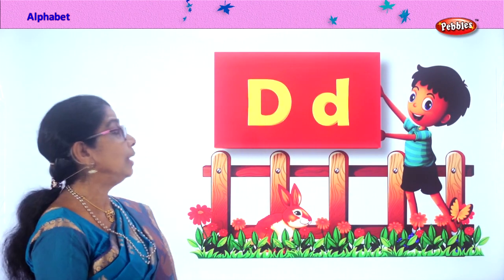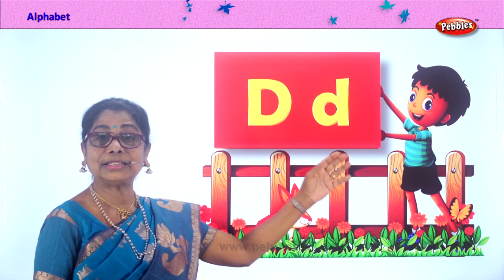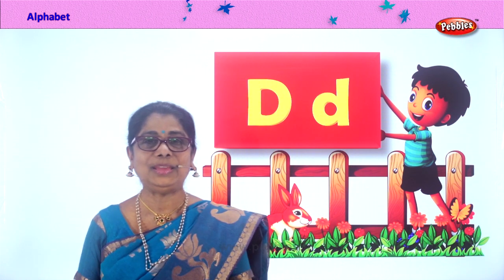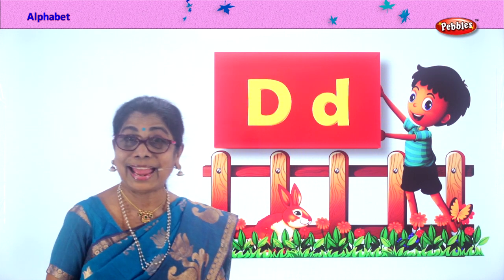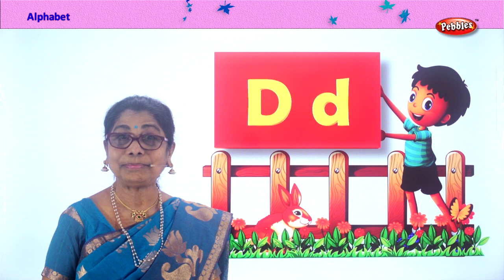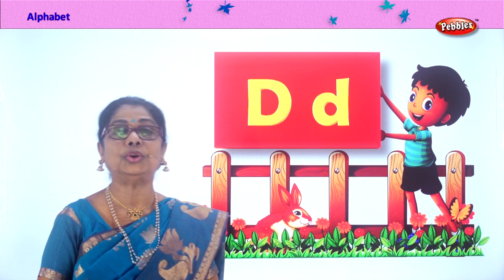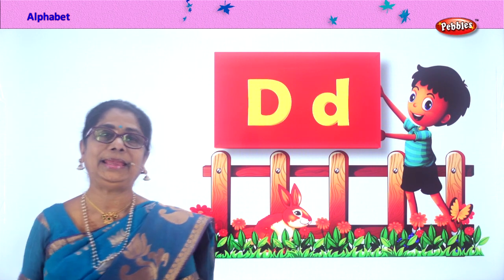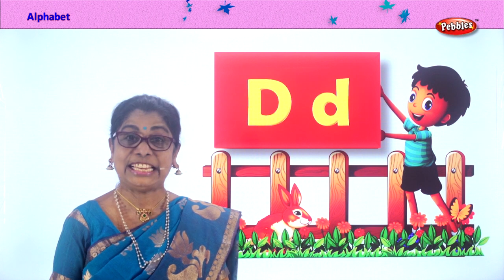What's the next letter? D. Very good. Capital and small letter D. When you look at D, what's the word that comes to your mind? Good, daddy. Next. Day. Dog. Very good. Donkey. Excellent. Now, what's the sound of D? D.